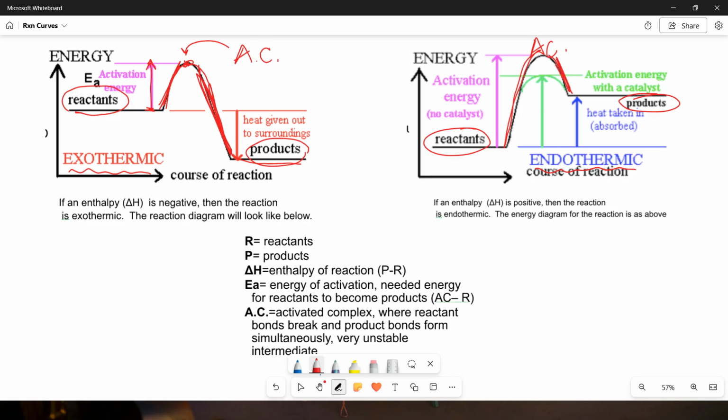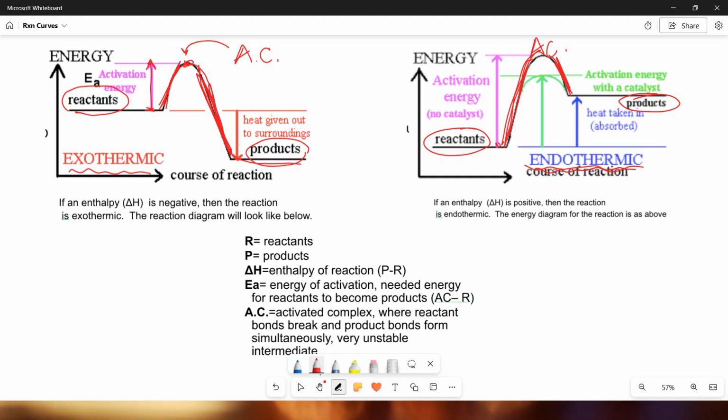Now, if we compare the energy coming out to the energy going in, you can see there's way more going in than coming out. That is the definition of an endothermic reaction, endo meaning enter. So more heat is entering the reaction than coming out. And so if you see a curve where the products are higher than the reactants, it's going to be endothermic.